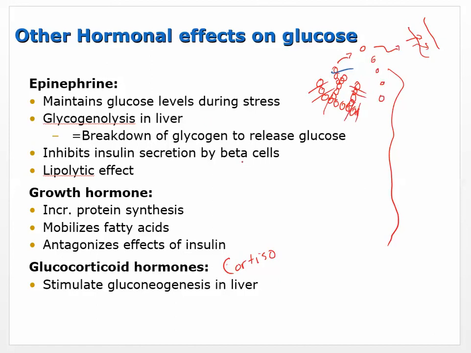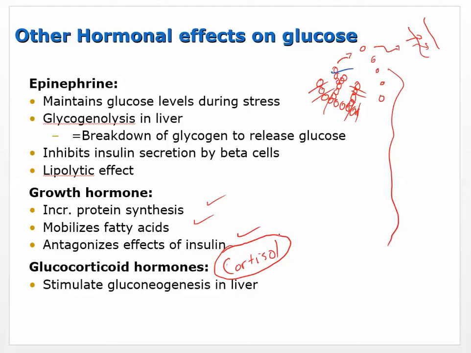So epinephrine can do that. It inhibits insulin secretion by beta cells. So epinephrine will decrease insulin, and since insulin wants to lower glucose, that's going to keep it high. It also has a lipolytic effect, which means that it can cause the breakdown of fat. Growth hormone is another one: it increases protein synthesis, mobilizes fatty acids, and antagonizes the effects of insulin, just like epinephrine does. And then the glucocorticoid hormones, mainly what we're talking about there is cortisol, although others fall into that category.